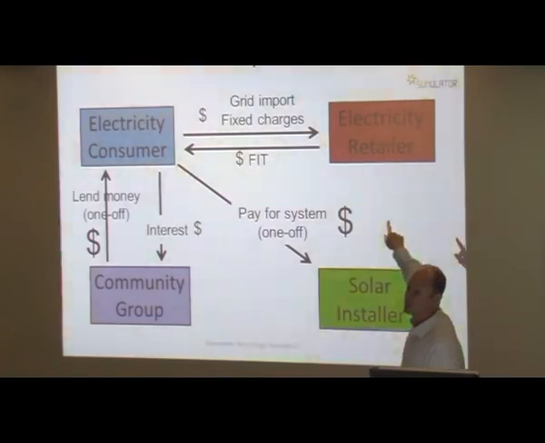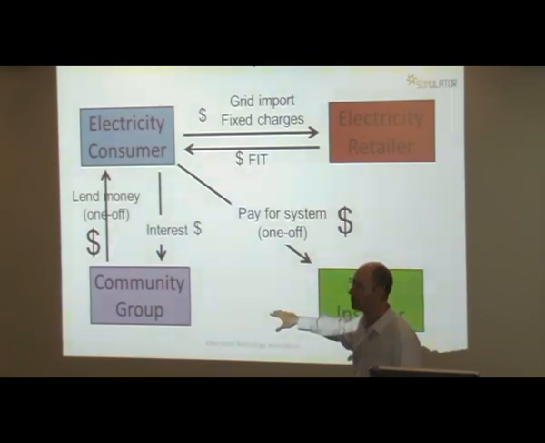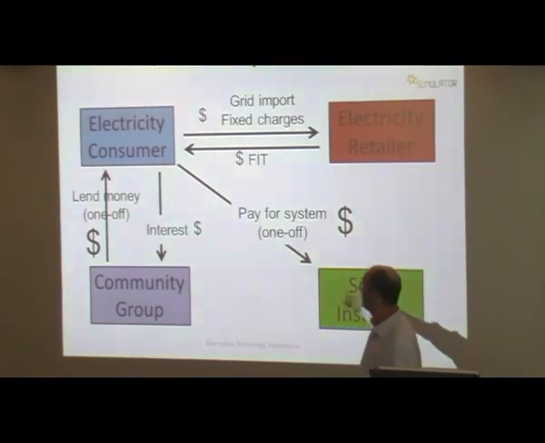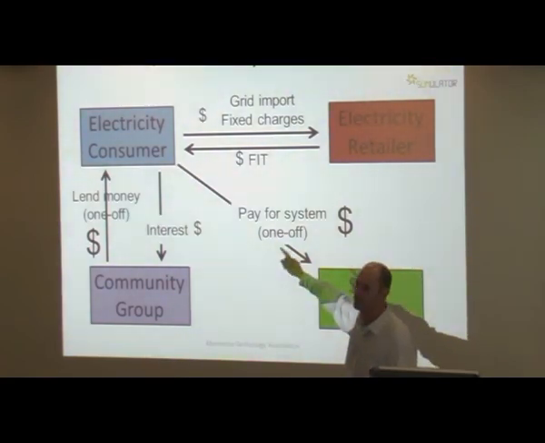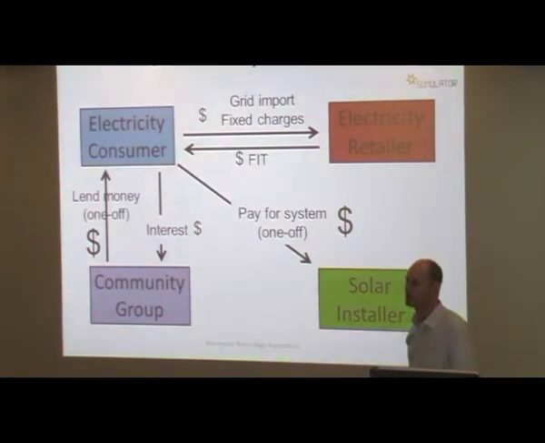So they're paying their electricity retailer for their electricity. If the community group comes in, this is like one flavour of the loan model. So they're lending money to the consumer. The consumer's paying the solar installer, and then the consumer's paying interest every month or every quarter or whatever. And they're still paying their retailer for grid electricity, but a lot less than what they were before because they're not getting so much from the grid. So that's just a diagram showing one example of how a community solar project could work.